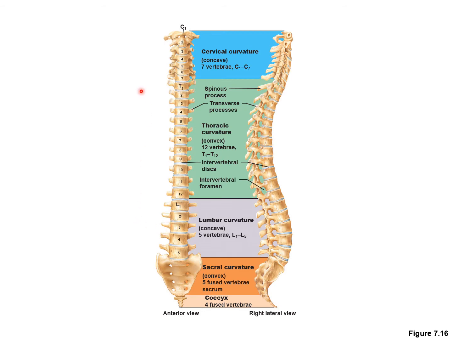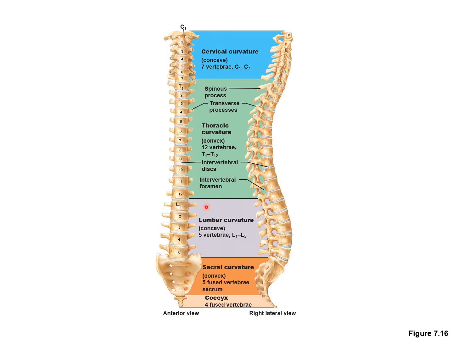And the vertebral column is divided into segments: cervical, thoracic, lumbar, sacral, and coccygeal. When we want to identify a specific vertebra, we use a letter and number. So in the cervical region, we have 7 cervical vertebrae, C1, C2, C3, and so on through C7.